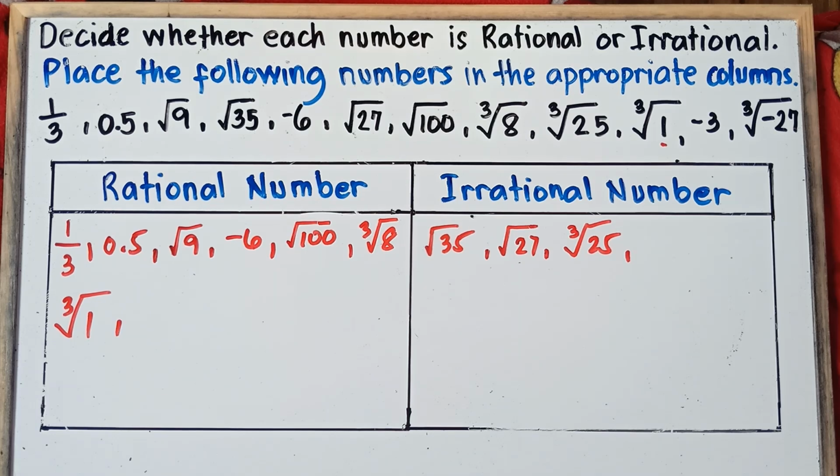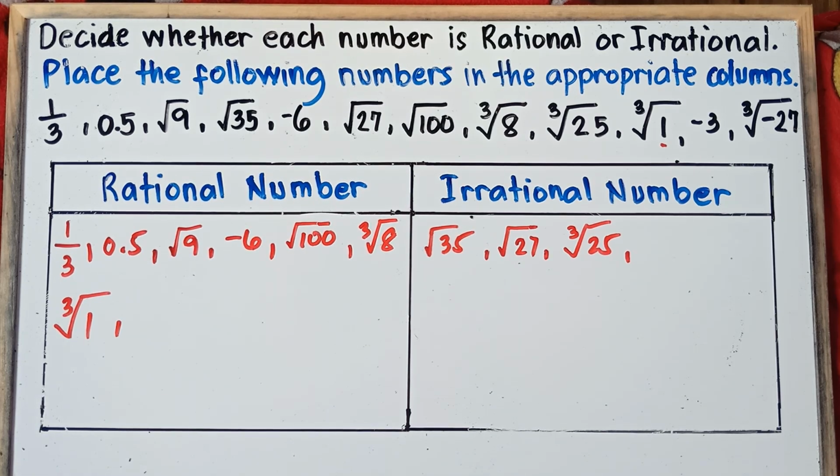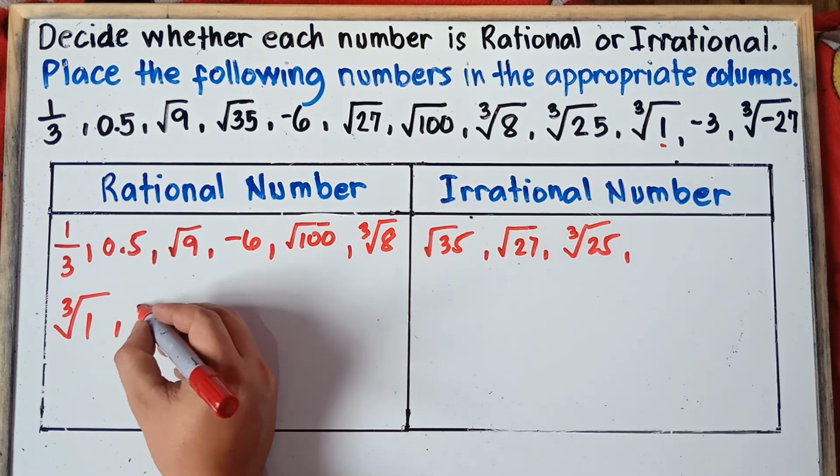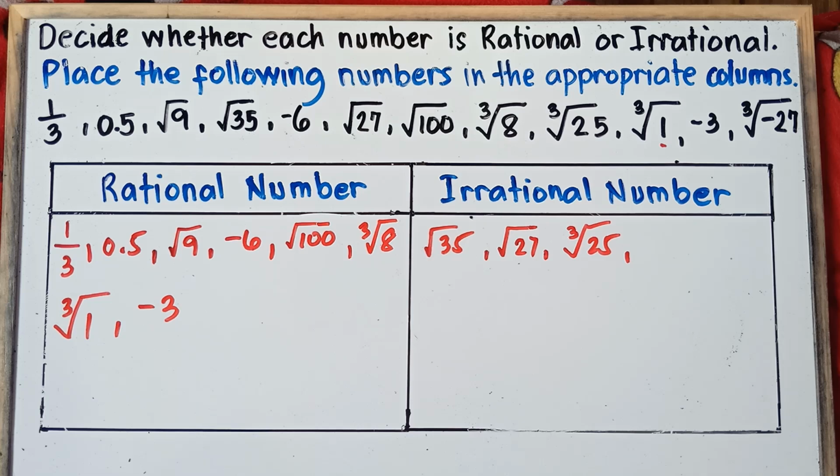Negative 3, is it rational or irrational? That's correct, negative 3. It should be rational because this is an integer. So, rational. And then last one, class, cube root of negative 27.